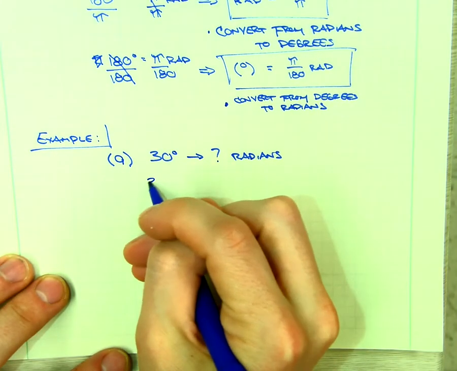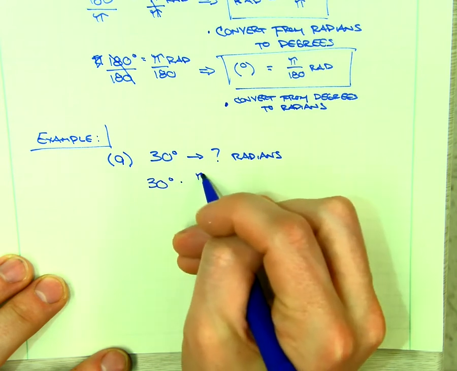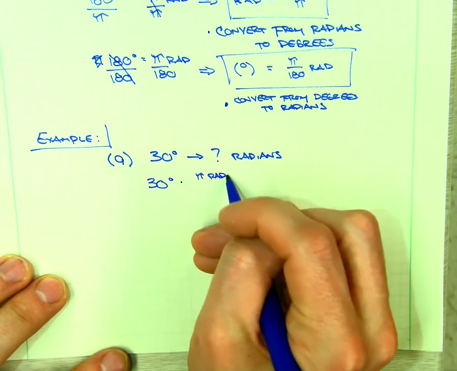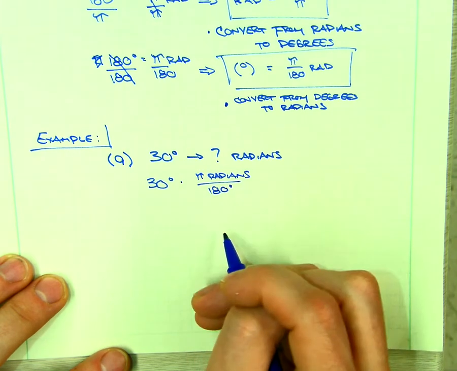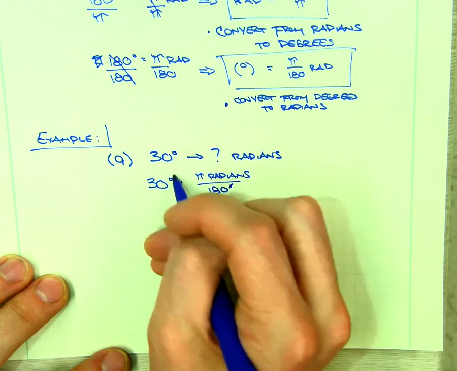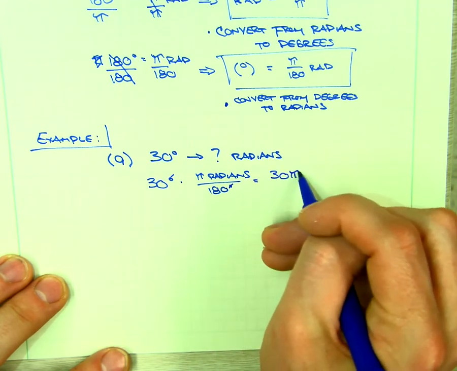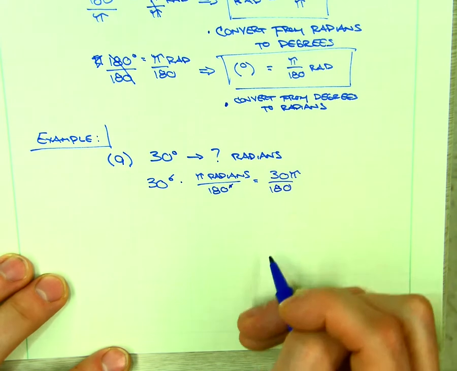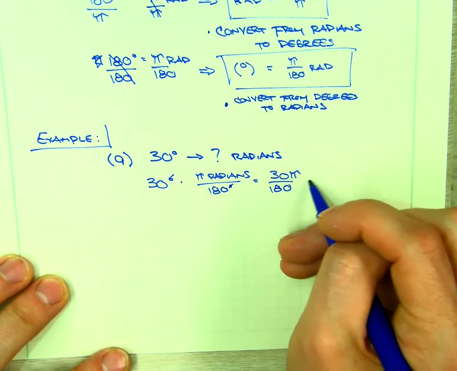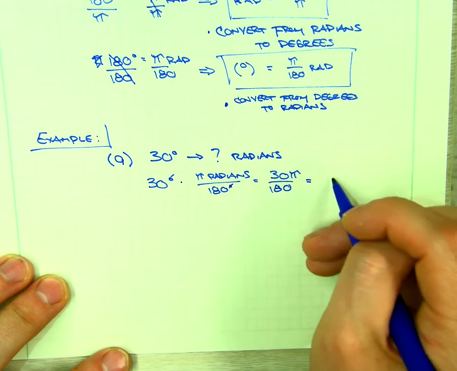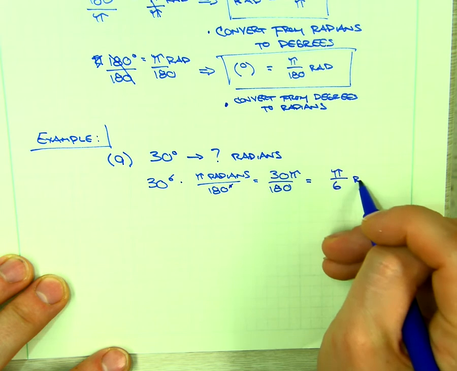So if I just take 30 degrees and I multiply it by pi radians over 180, and you can keep the little degree sign there. That way your units can cancel out, the 2 degree signs cancel. And you just end up with 30 pi over 180. Now you can, of course, reduce this. 30 over 180 just becomes 1 over 6. So you just end up with pi divided by 6 radians.